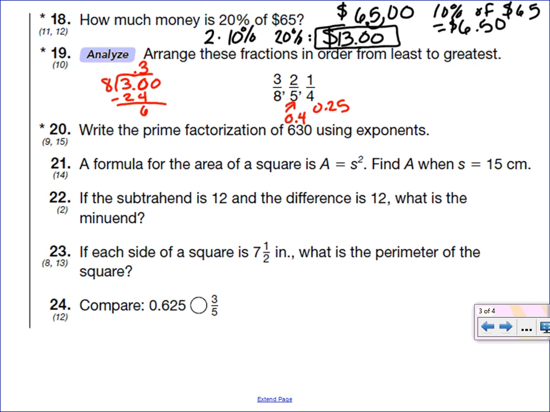We add another 0 and bring it down. How many times does 8 go into 60? It's 7 times. 7 times 8 is 56. Subtract those. 60 minus 56 is 4. Bring another 0 down. How many times does 8 go into 40? That's 5 times. So 3/8 as a decimal is 0.375. So now that I see those as decimals, I can see that 1/4 is the least, and then 3/8, and then 2/5.